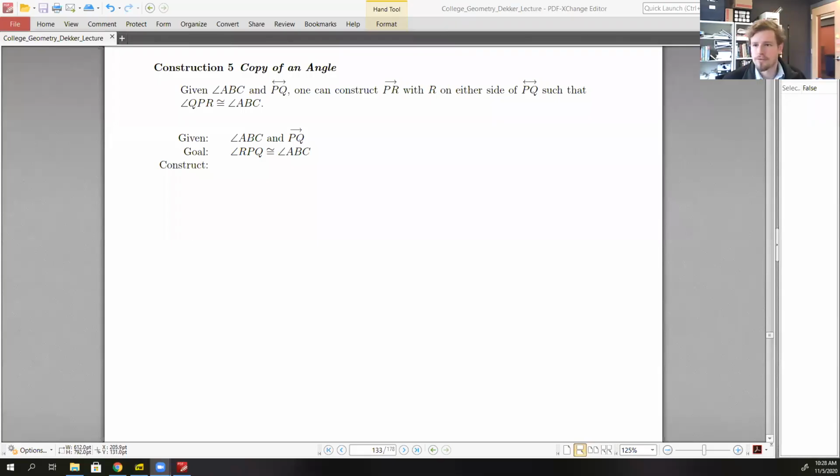Welcome back to geometry. We want to continue taking a look at section 23, which is on constructions, and we want to look at our fifth construction. For our fifth construction, we want to simply copy an angle. And probably the easiest way to think about how we're going to copy an angle is by considering a triangle.